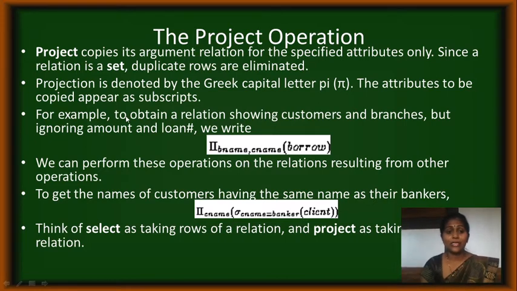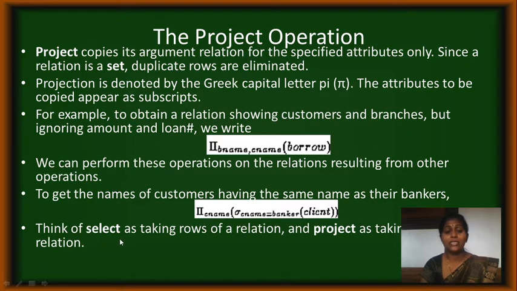For example, to obtain a relation showing the customer and the branches but ignoring amount and loan, we write, see here, only branch name and customer name can be retrieved from the borrow table. We can perform these operations on the relation resulting from other operations also, to get the names of customers having the same name as their banker. So see here, it can be combined with the others: only the C name column will be retrieved based on this condition.